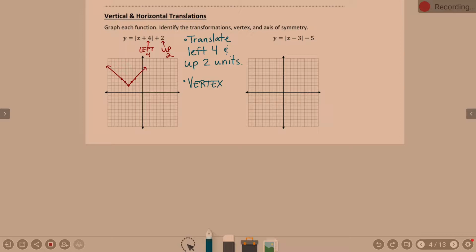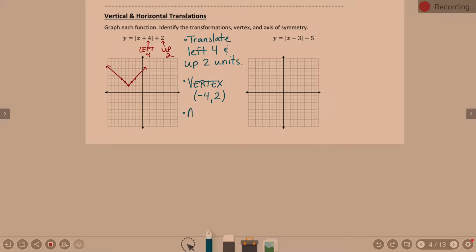And then think about your vertex when you're ready. There was a vertex originally on the original graph of 0, 0. Where is the vertex on this graph? -4, 2. We went left 4, and then we went up 2. So my vertex is left 4 up 2. I'm going to argue that you wouldn't have had to have graphed that to figure out your vertex. You can look right here, and we'll talk about that on the next page.